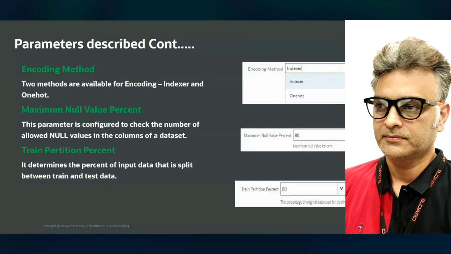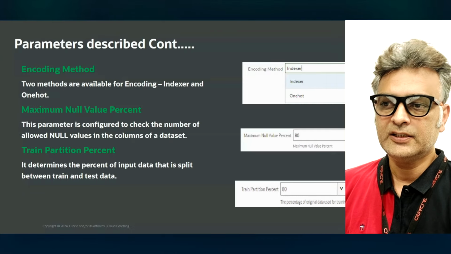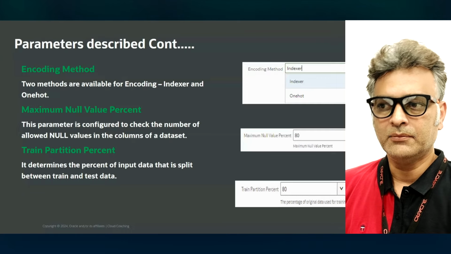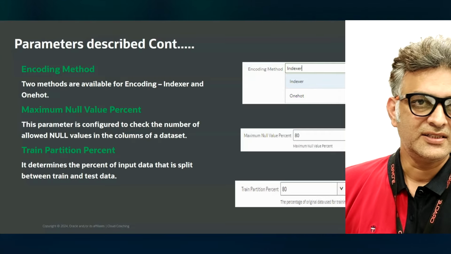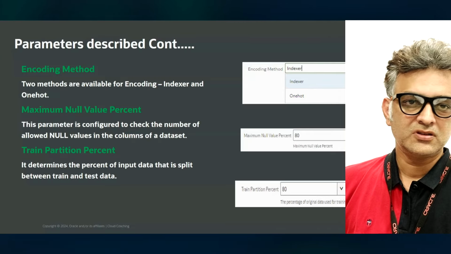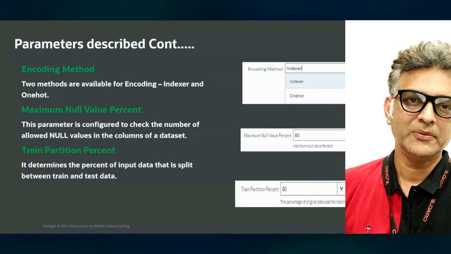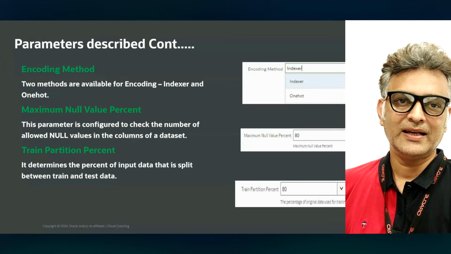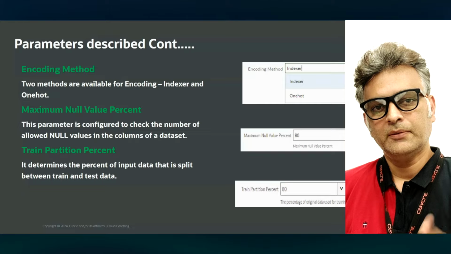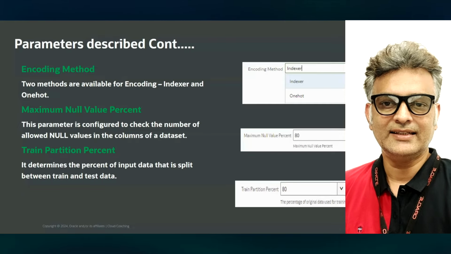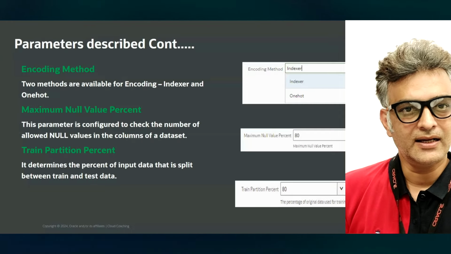Moving ahead, the next parameter is maximum null value %. So this parameter is configured to check the number of allowed null values in the column of a data set. See, when we are trying to build a machine learning model, it doesn't make sense if most of the data points are null. Then we will not be able to build a good quality model, right? So this parameter helps us to say how much of null values in a particular column you are allowing. In this case, the default value is 80%, and you can configure any value between 1 and 100%.